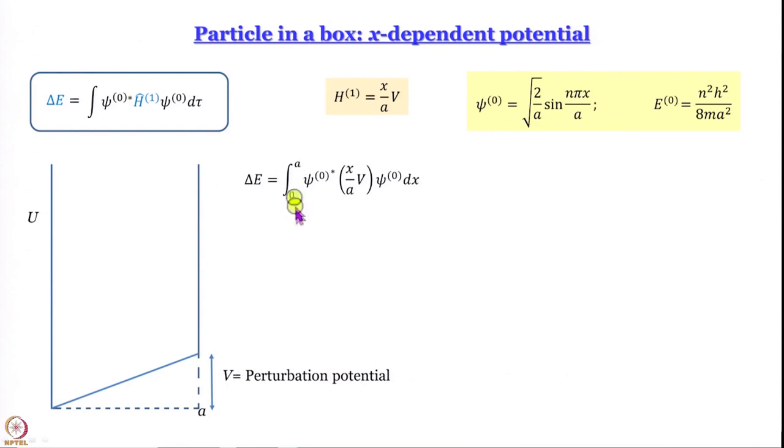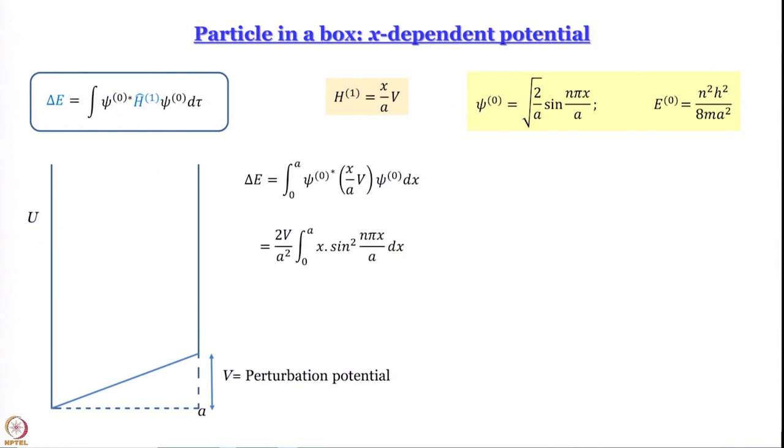And what do we get here? Psi 0 is root over 2 by a sin n pi x by a, and there are 2 of them. So, I get 2 by a from there as well. So, what comes outside the integral is 2 by a multiplied by V by a, so 2 V divided by a square. Inside you are left with the integral from 0 to a of x into sin square n pi x by a dx. Of course, you can work this out yourself. It is an integration, not a very difficult one, but it is a standard integral.